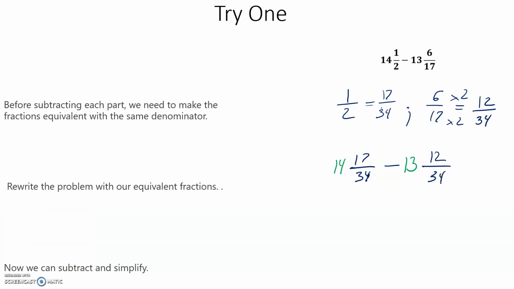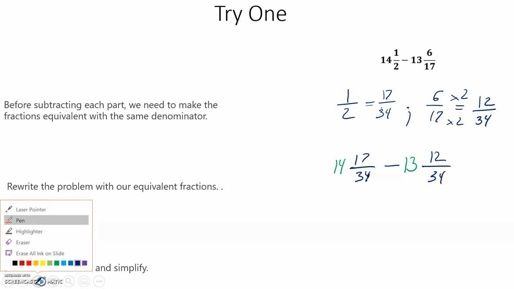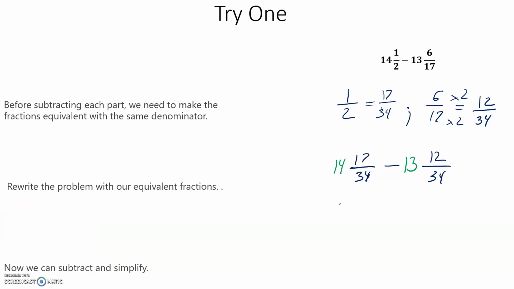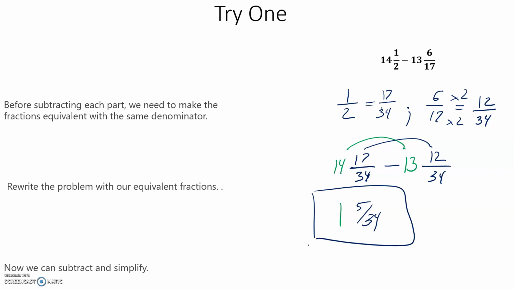All right, so now go ahead and subtract my wholes. So 14 minus 13 is 1. That's going to give me 1. All right, and then I'm going to subtract 17/34 minus 12/34, and that's going to give me 5/34. And that is my answer, 1 and 5/34. I can't simplify that any further.